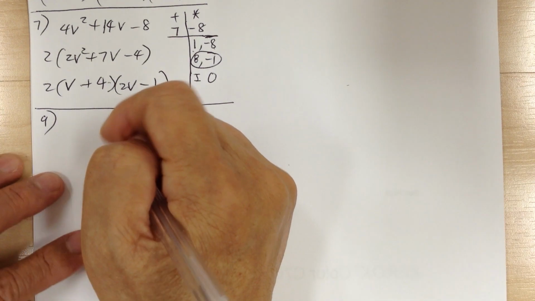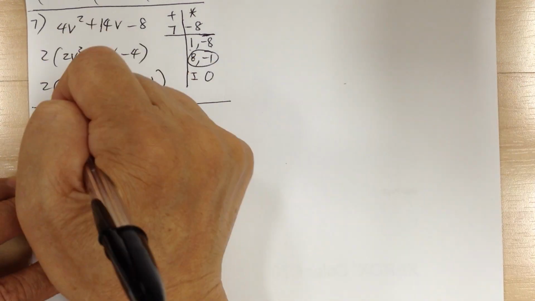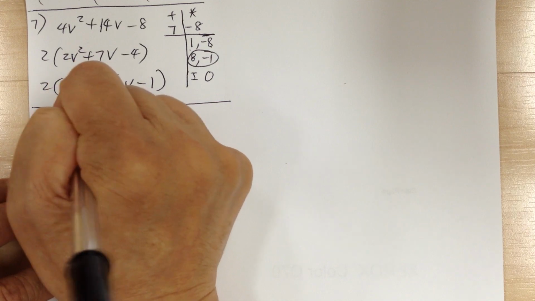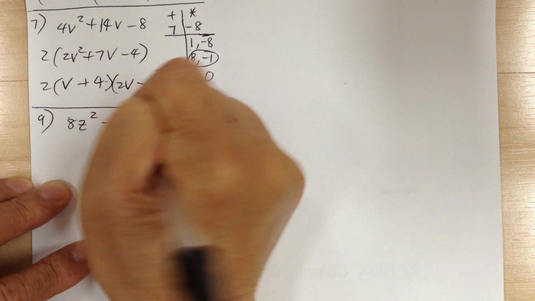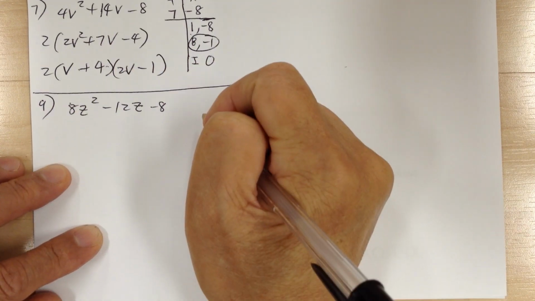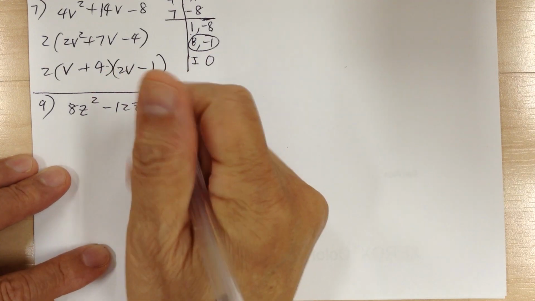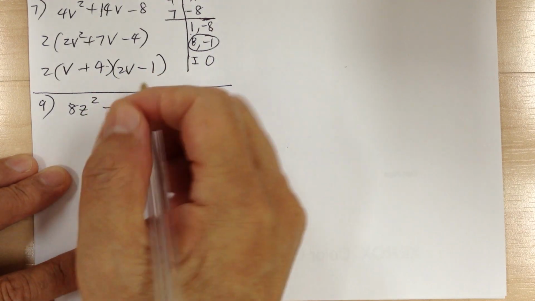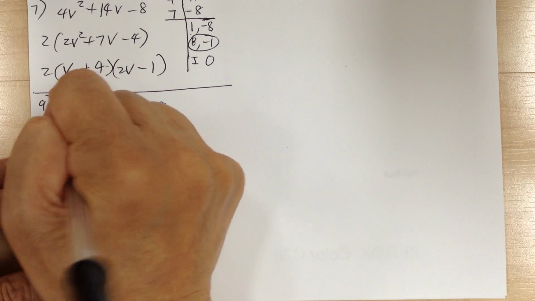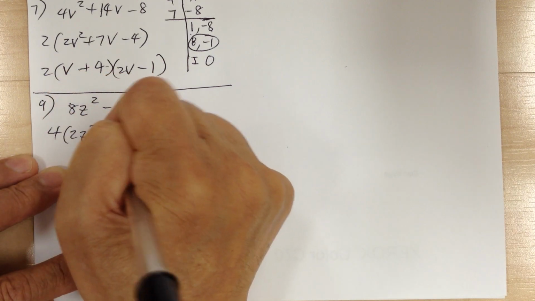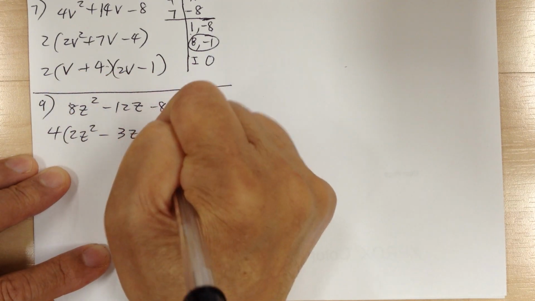Okay, number 9. You have 8z squared minus 12z minus 8. So step 1, common factor, 8, 12, and 8, you can factor out the 4. So you're going to get 2z squared minus 3z minus 2.